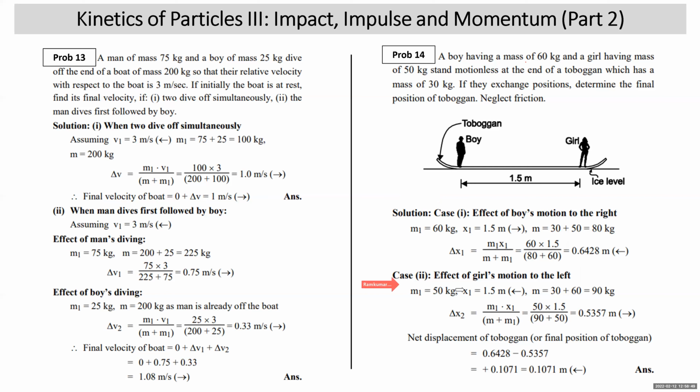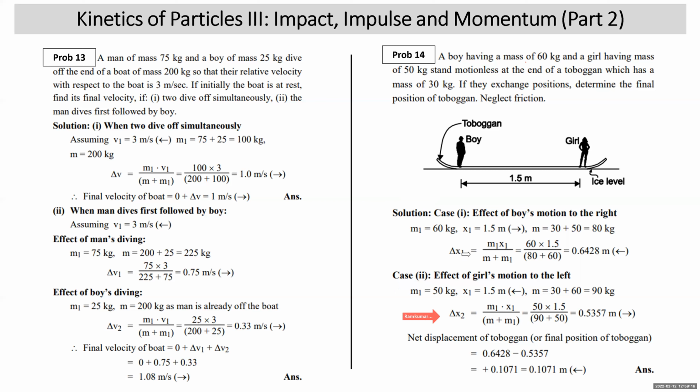Now, the effect of the girl's motion to the left. This time M1 is 50 kg. X1 is 1.5 meter, the relative displacement of the girl with respect to the toboggan. This is the mass of the toboggan, 30 plus 60. The boy is still there on the toboggan, so the boy's mass will be added to the parent body. So M is 90. Again, we apply the same formula. Delta X2 is M1 X1 upon (M plus M1). M1 this time is 50, X1 is 1.5, M is 90, so 90 plus 50 gives 0.5357.